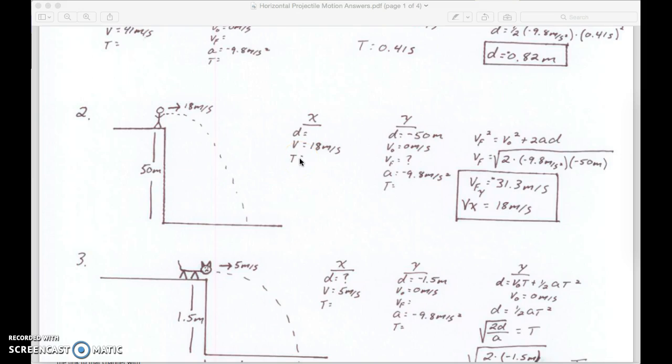With what horizontal and vertical speed does the stone strike the ground? So I want to know how fast it's moving in the x direction and how fast it's moving in the y direction when it gets to the ground below. Well, in the x direction, the velocity never changes. It's constant velocity, so when it gets to the ground, it's still going to be moving 18 meters per second.